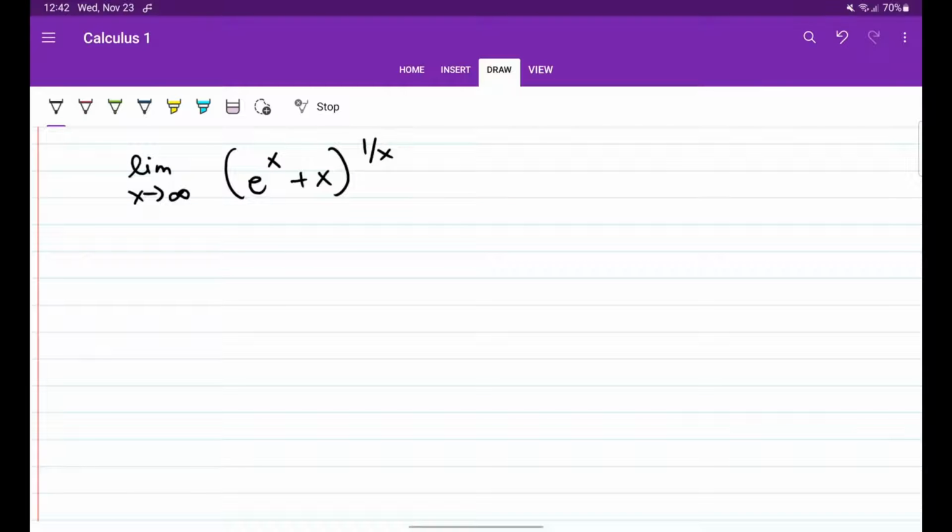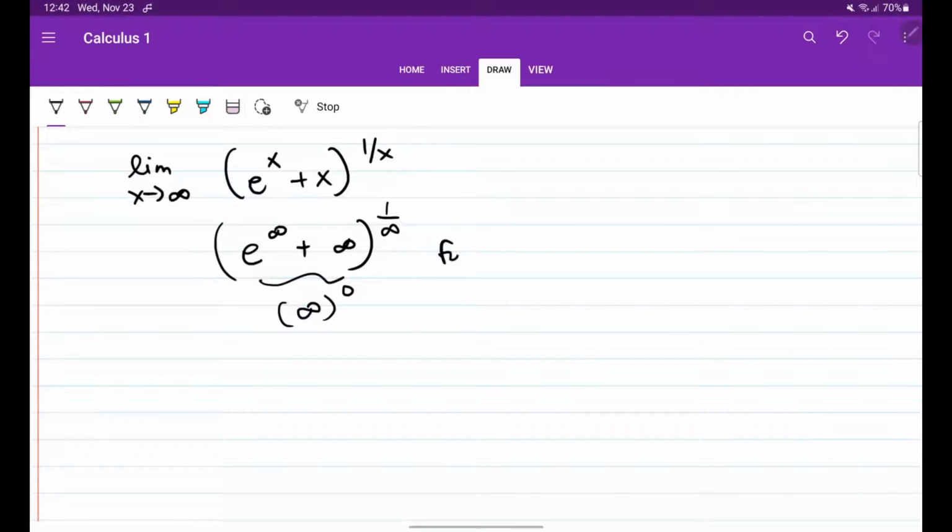So welcome back. In this video, we have the limit as x approaches infinity of (e^x + x)^(1/x). Let's first try to evaluate the limit. This becomes (e^infinity + infinity) raised to 1 over infinity. So the inside becomes infinity, and the exponent becomes 0. This is the form infinity raised to 0.